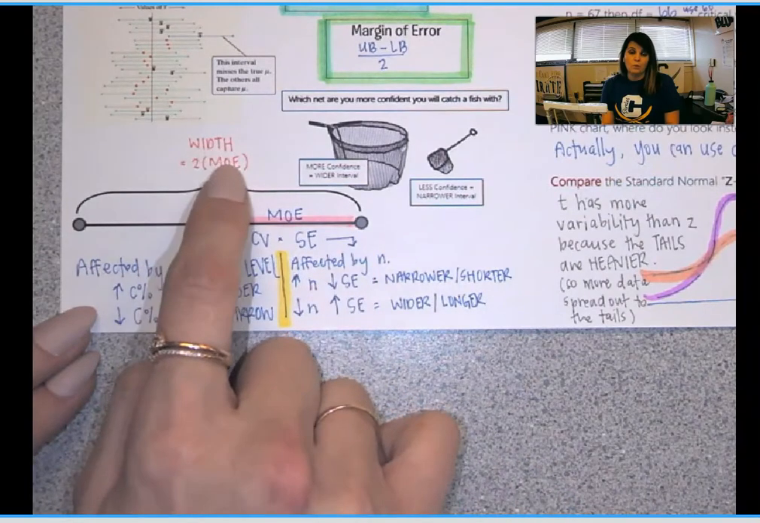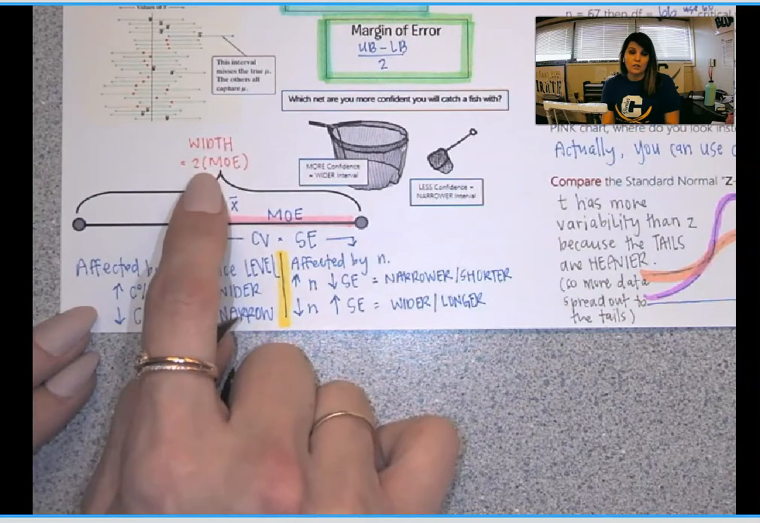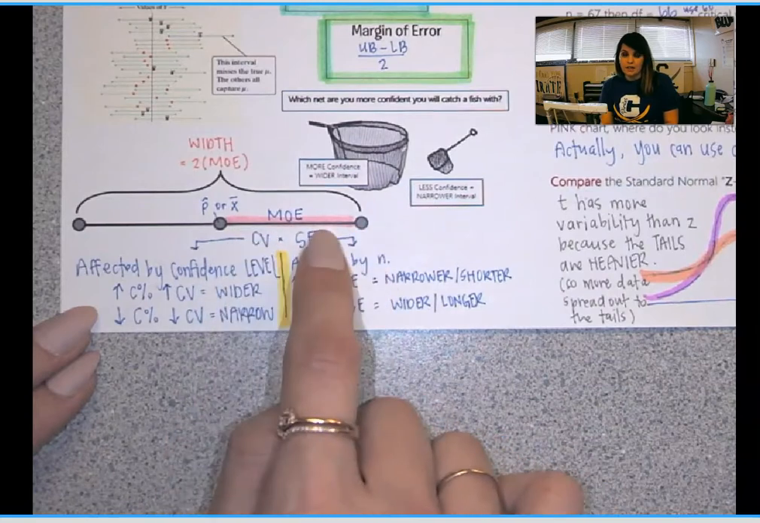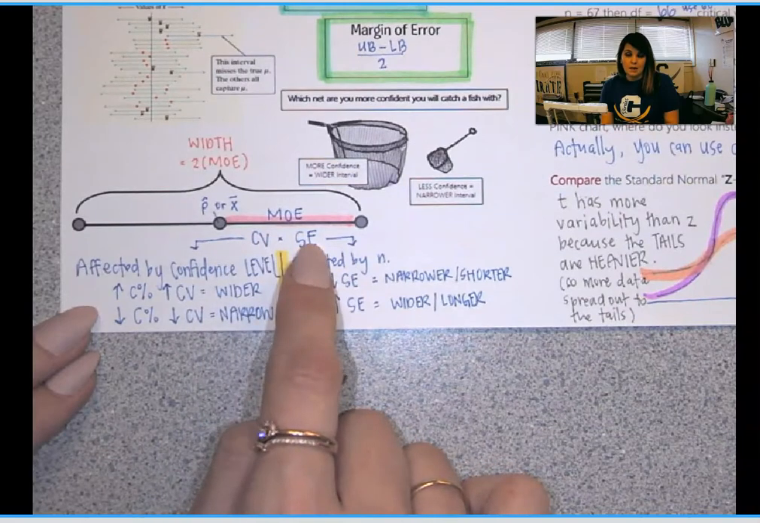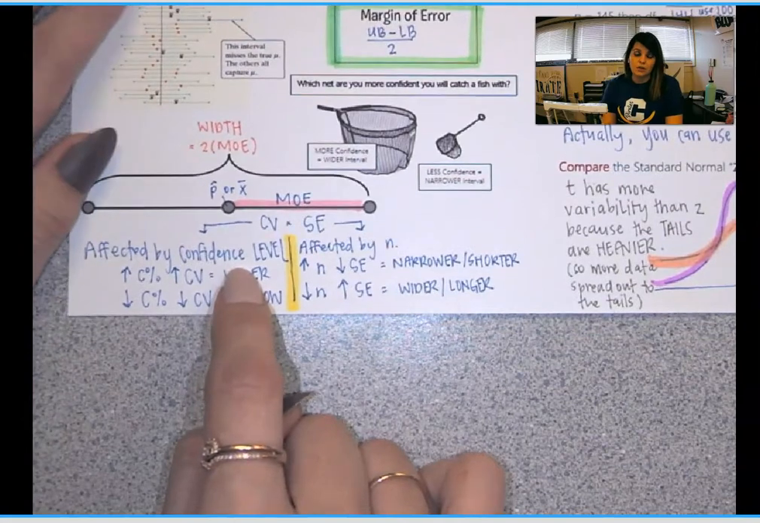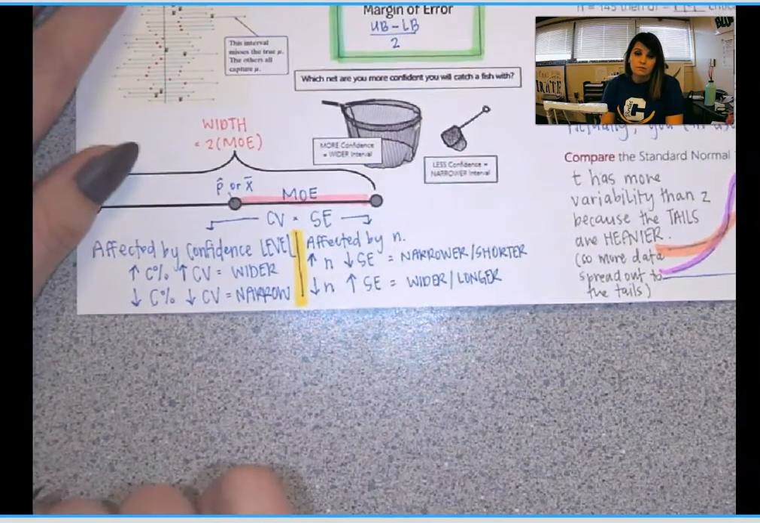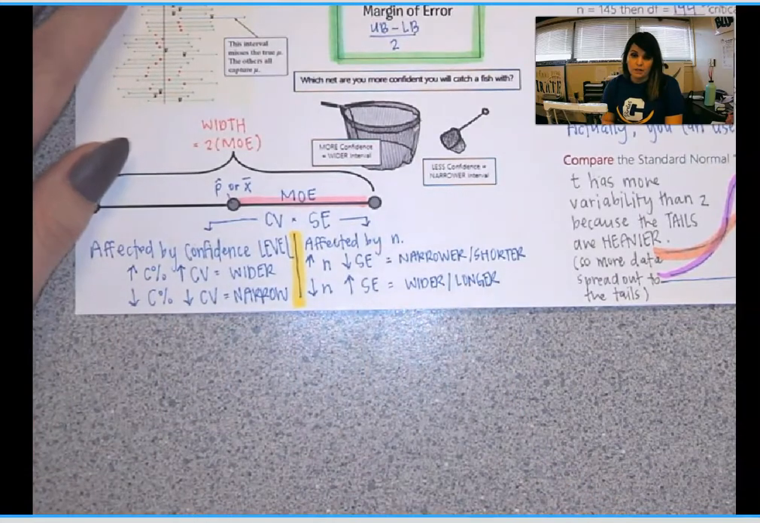So margin of error would be width divided by 2, and width would be 2 times margin of error. Here I have highlighted specifically what the margin of error is, what elements it's made up of, and how you change the size of your margin of error. This part is really, really important for your test.